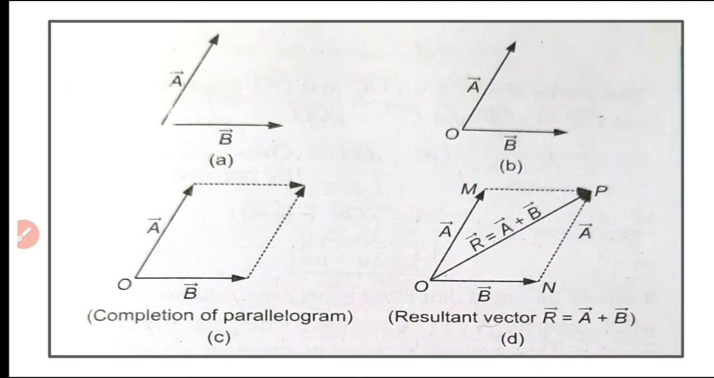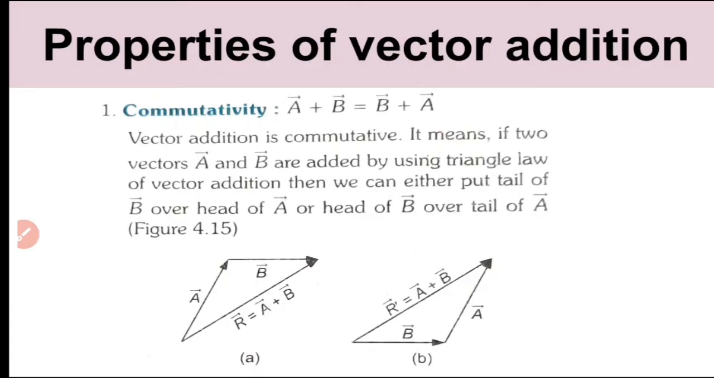So first of all, arrange the two vectors with the common origin. What do you mean by common origin? The point where the two tails meet each other. Complete the parallelogram, then draw the diagonal from the common origin to the other vertex. That diagonal represents the resultant of the two vectors, vector A and vector B, in both magnitude and direction. So this is the parallelogram law of vector addition.